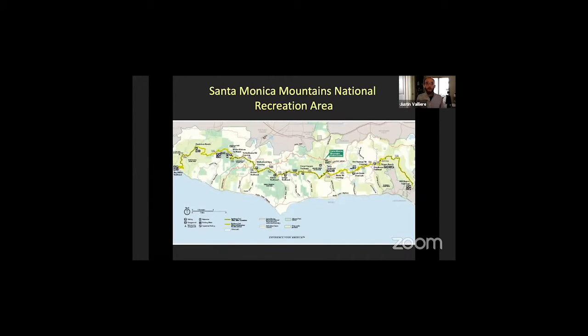It's also the largest urban national park in the country and in the world, depending on how you measure that. And it's unique in that it consists of both federal and state parks, as well as other municipal city parks.